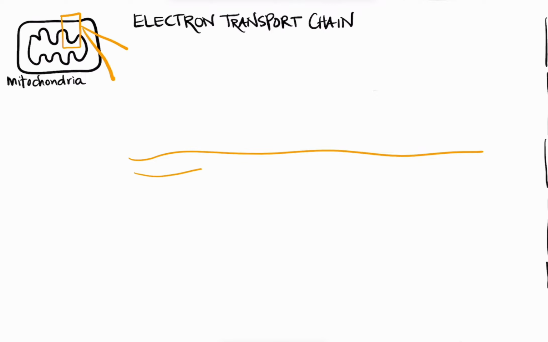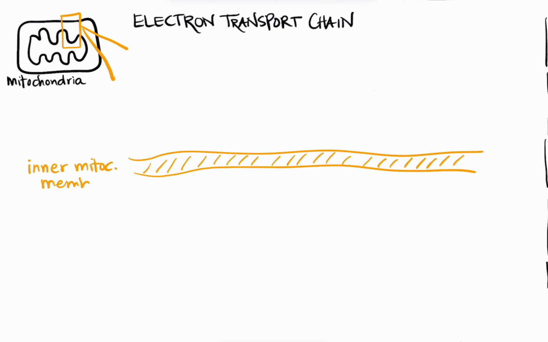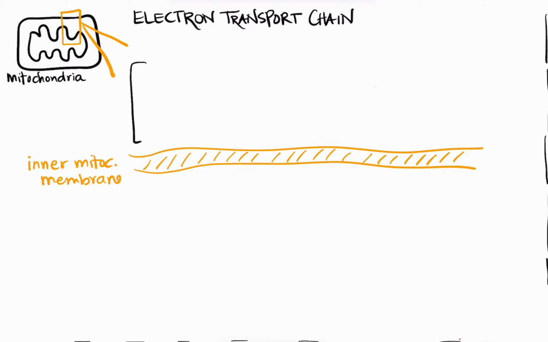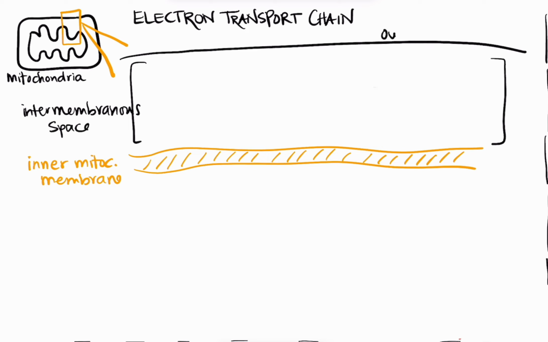our inner mitochondrial membrane. This is our biphospholipid membrane, so we'll give it a little thickness here. Our inner mitochondrial membrane. This means that the top half of this slide, if we draw kind of this space here, this is going to be our intermembranous space. Capped off by the outer mitochondrial membrane.